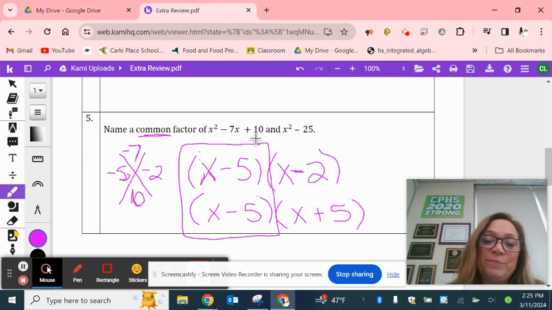Okay, the first polynomial is a trinomial, 3 terms. The second polynomial is a binomial, 2 terms. And the second one happens to be the difference of two squares.